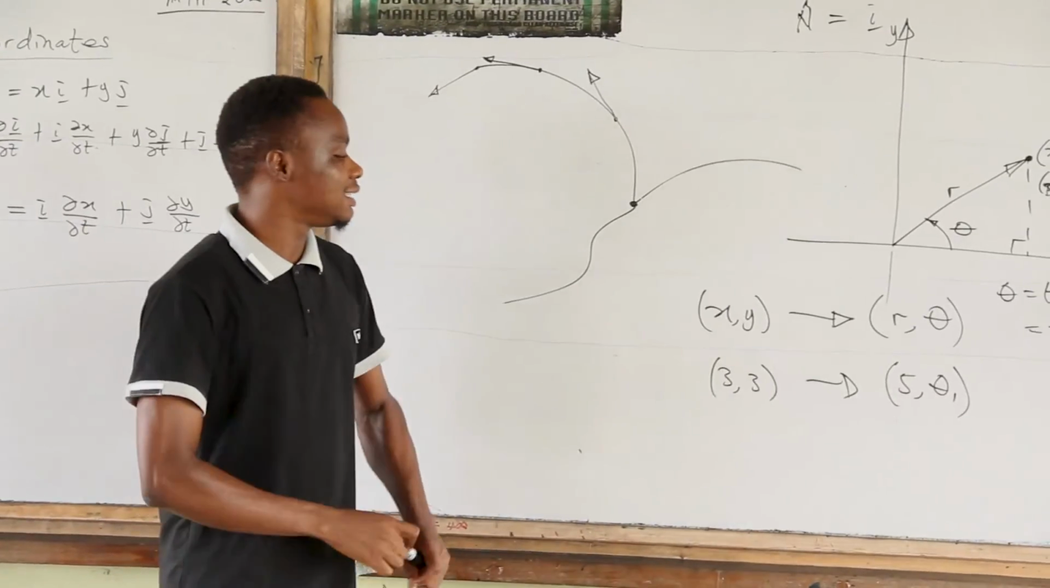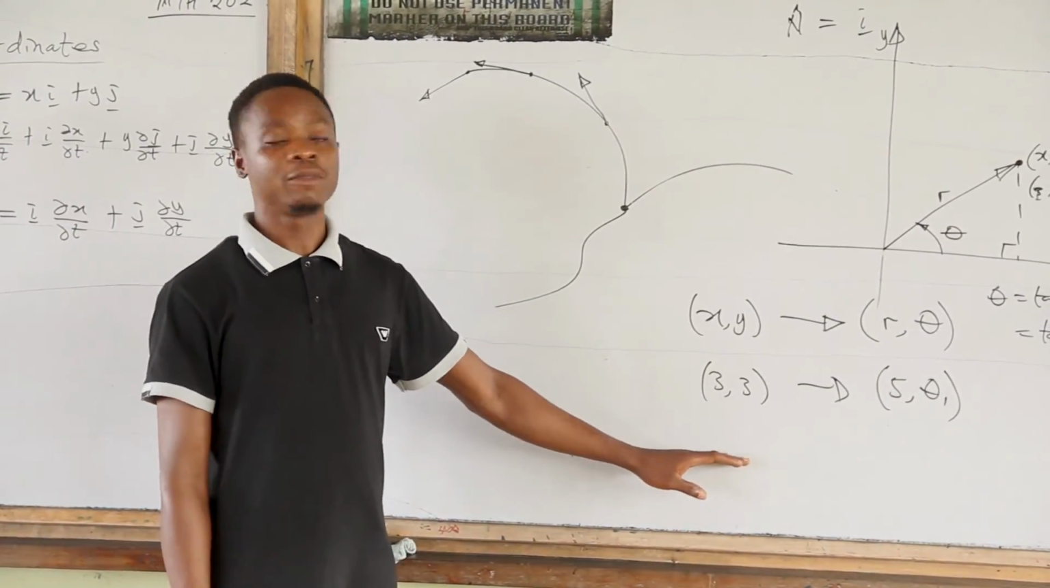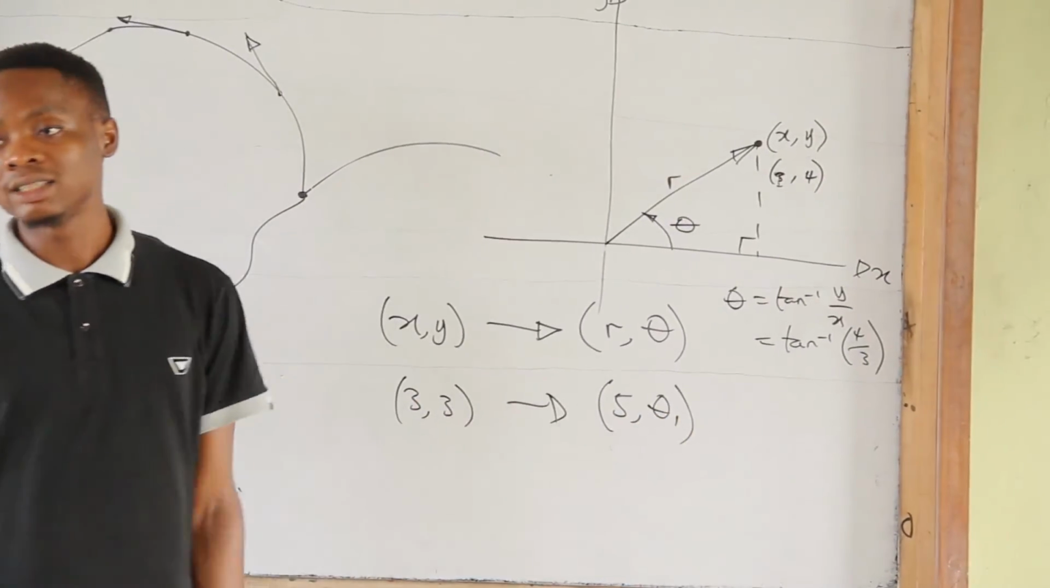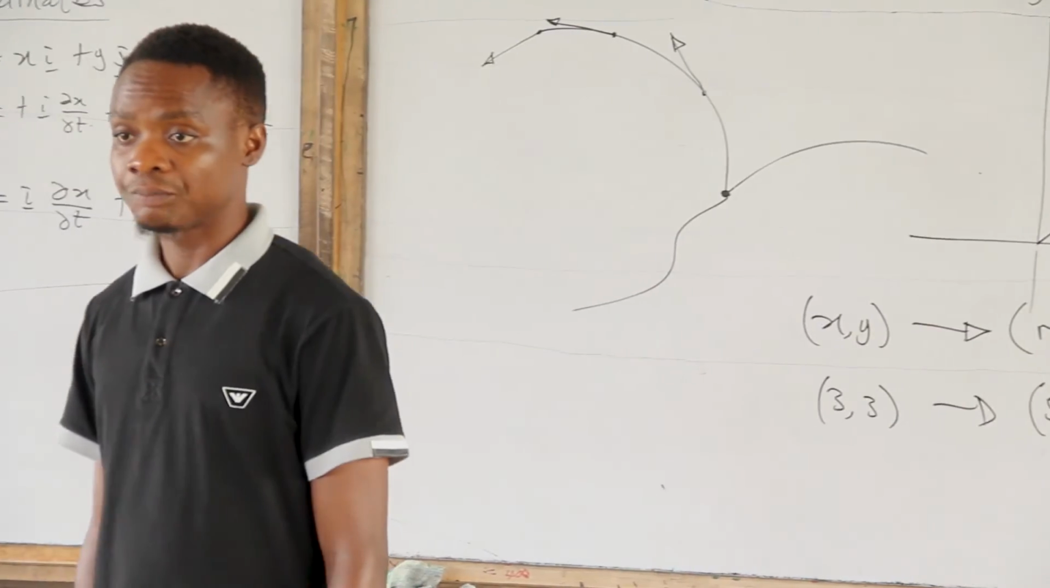So that means that this point in the Cartesian coordinate system is 3, 4. In the polar coordinate system, it is 5, theta 1. Is it making sense? Is it clear?